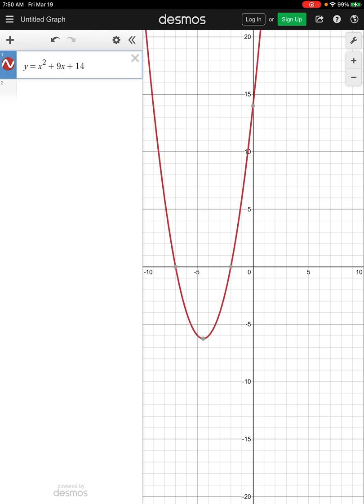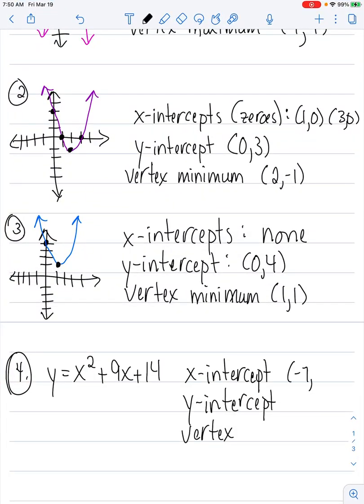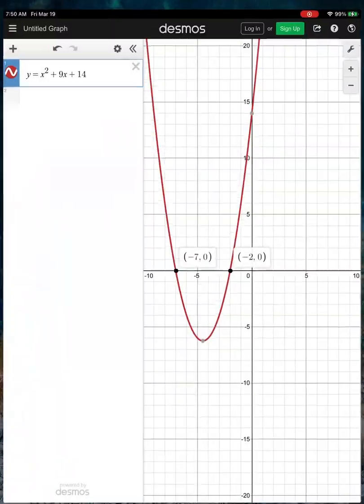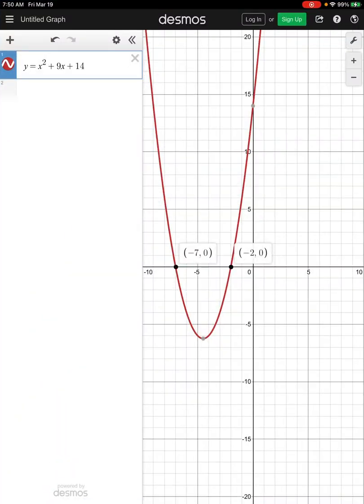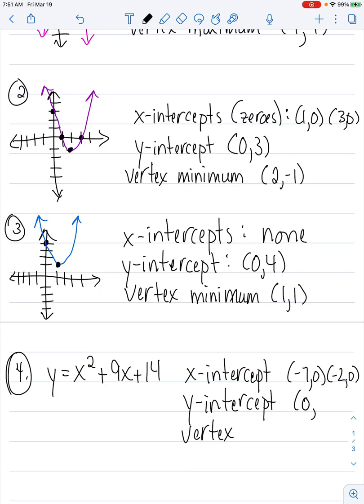So let's look at our x-intercepts first. I see -7 and -2. So -7, 0 and -2, 0. Those are my zeros or my x-intercepts. Let's go back to our graph. Our y-intercept is at 0, 14. Do you see how when I touch it, it actually reads the point for me? That's going to be important on your assignment because you're going to have some things that are decimals. So that helps you get an exact reading.